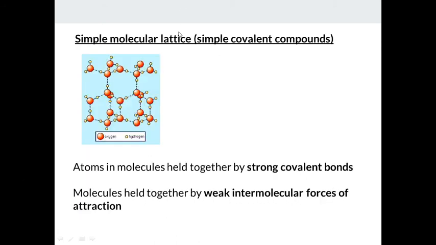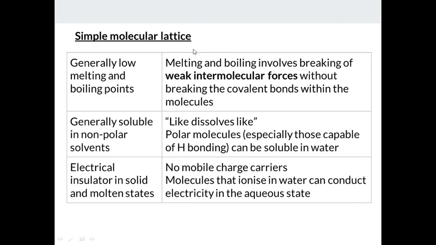So now let us take a look at the final lattice structure, the simple molecular lattice, which is formed in simple covalent compounds. So the atoms in each molecule are held together by strong covalent bonds, but the molecules are held together by weak intermolecular forces of attraction. So generally, they have low melting and boiling points, because to remove the rigidity of the structure, which is to melt the substance, we can just break the intermolecular forces of attraction between the molecules, and the structure will lose rigidity without breaking the strong covalent bonds within the molecules.